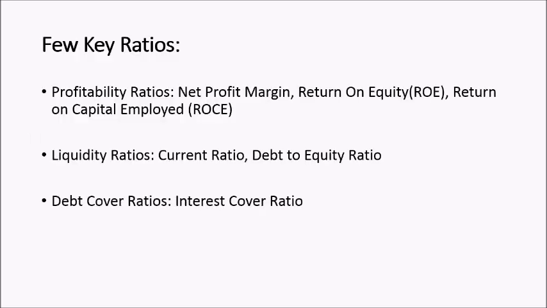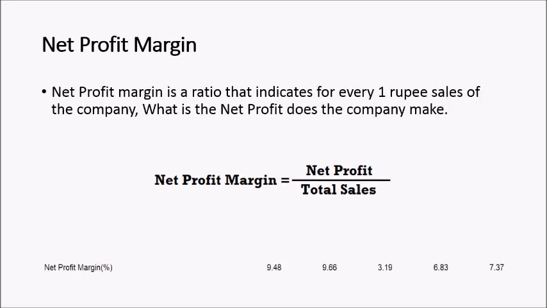Firstly, under profitability ratio, the important ratios are net profit margin ratio, return on equity and return on capital employed. What is net profit margin? Net profit margin is a ratio that indicates for every 1 rupee sales of the company, how much net profit does the company make. It is obtained by dividing net profit by the total sales. In this example, the net profit margin is 9.4%. This means that for every 1 rupee sales the company earns 0.094 rupees as net profit.